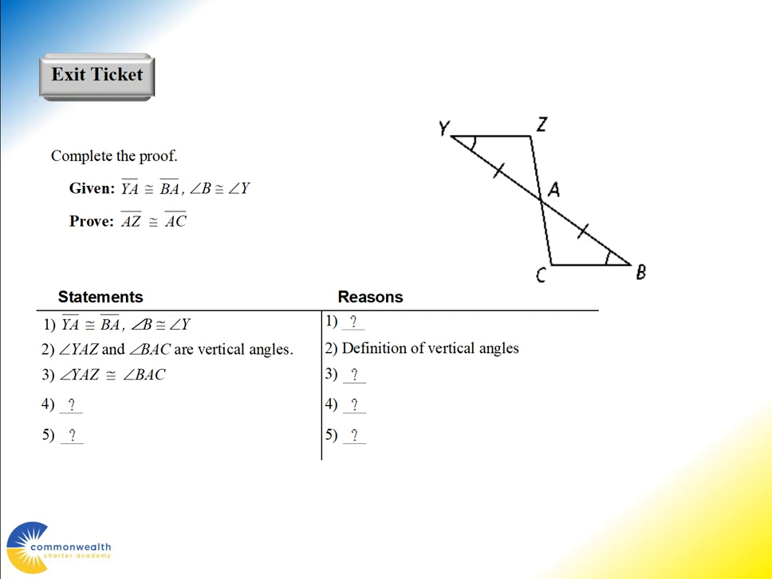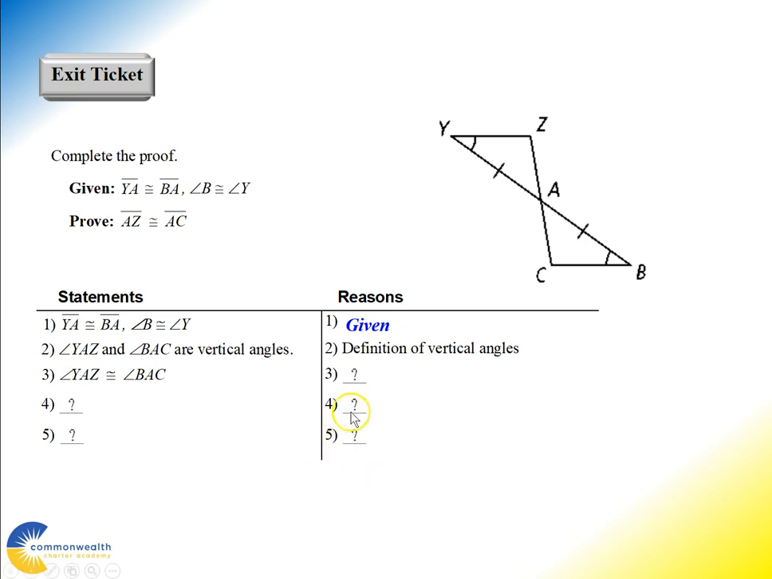As you can see above, it's the exact same thing that was written next to given, so obviously this is going to be due to given information. The second step, both parts are given to you. You're told that basically those two angles are vertical angles. And in the next step, you're told that they're congruent to each other.